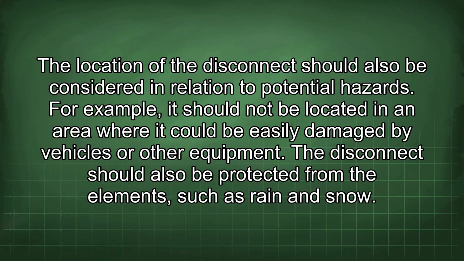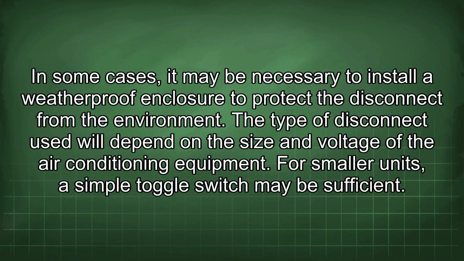The location of the disconnect should also be considered in relation to potential hazards. For example, it should not be located in an area where it could be easily damaged by vehicles or other equipment. The disconnect should also be protected from the elements such as rain and snow. In some cases, it may be necessary to install a weatherproof enclosure to protect the disconnect from the environment.